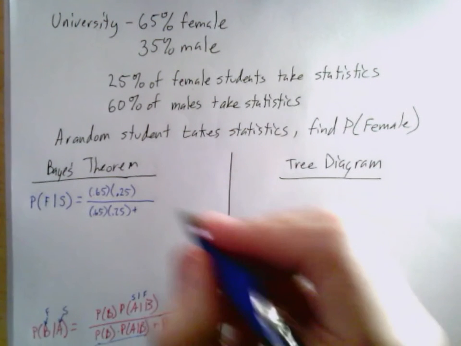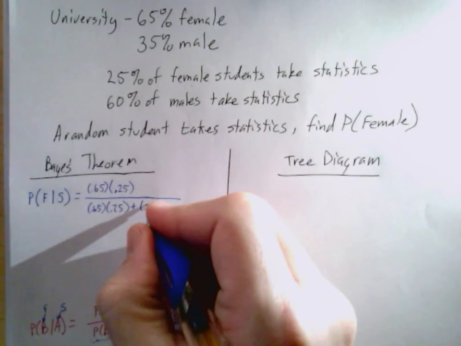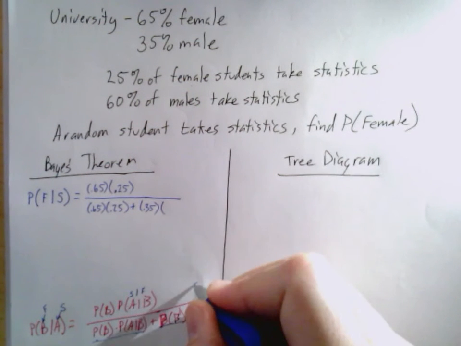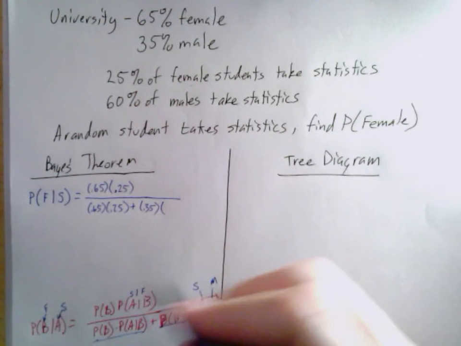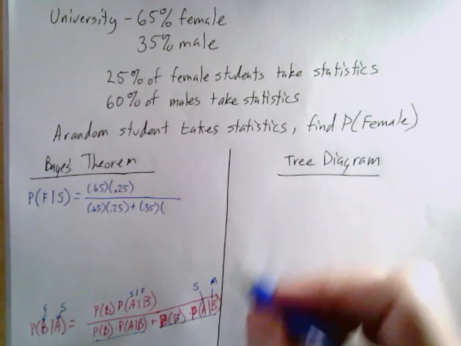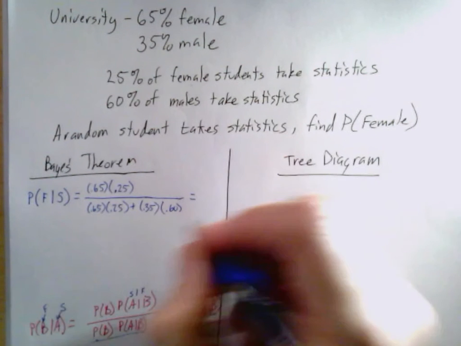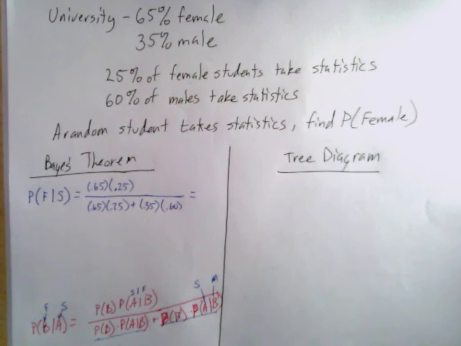And then plus the probability of not B. So B was female, so the probability of not B is the probability of being male, which is 0.35, times the probability of A given not B. Remember, A was statistics, so that's the probability of statistics given that they are not female, or male. So the probability of statistics given that they're male is 60%. And so from there, we should be able to work it out and get the answer using Bayes' theorem. It's pretty straightforward, not too difficult.